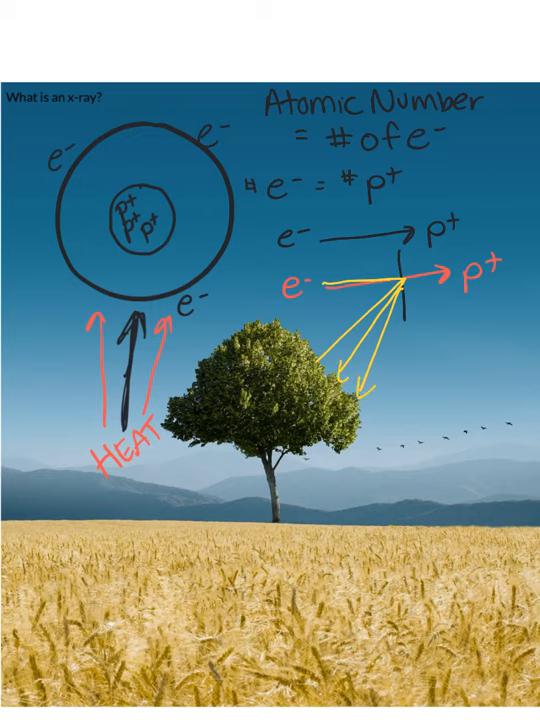in a secondary direction. Once these electrons have changed paths, they're going to be called something called a photon. A photon is simply a bundle of energy. And we are going to be terming our bundle of energy X-rays.